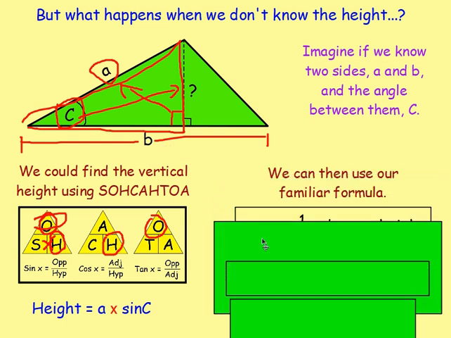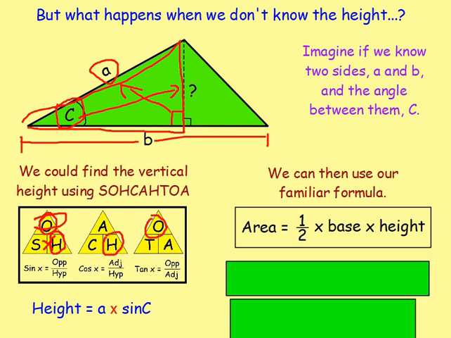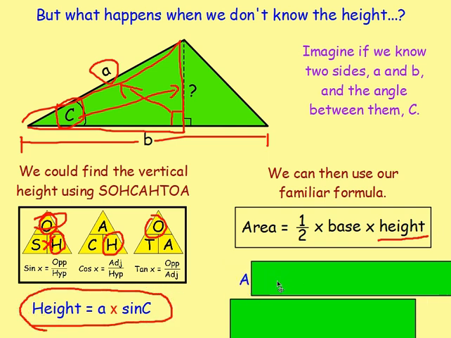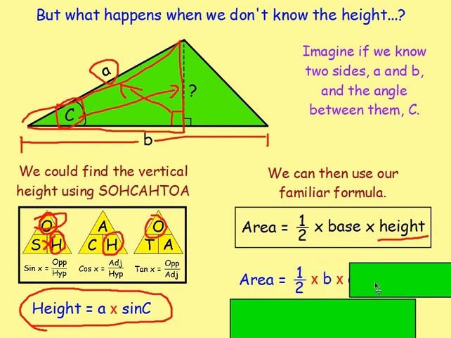It is indeed, yes. Half of the base times the height. But the height, remember, we didn't know. But we do know it now. It's A times sine C. Good. So you can say the area is half of the base. So it's a half times B times A times sine C.